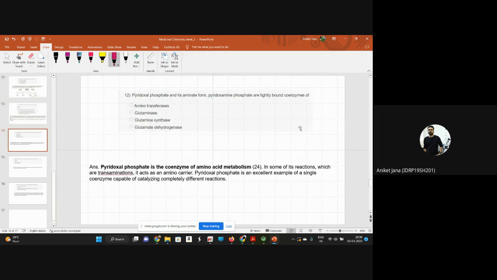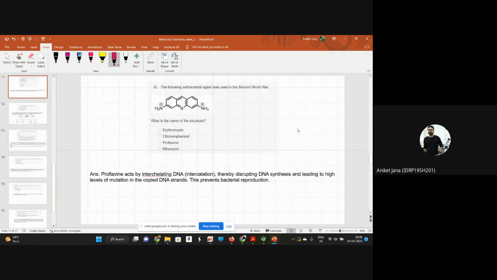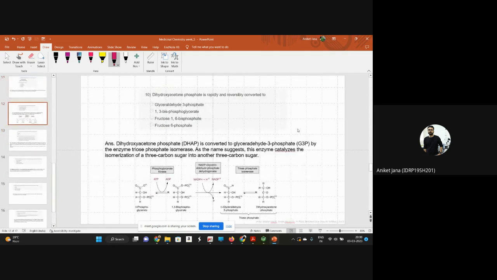Here I have noted down this mechanism. This is D-glyceraldehyde 3-phosphate, G3P, which is our option A, and this is rapidly converted to dihydroxyacetone phosphate via the enzyme. This is basically an isomerization reaction, and it goes through the enzyme triose phosphate isomerase.